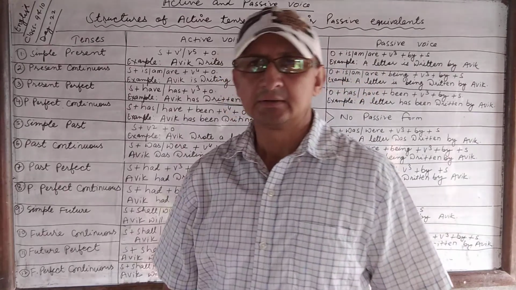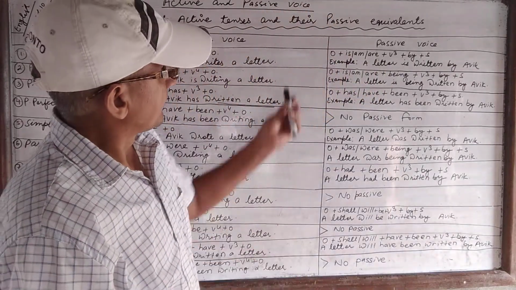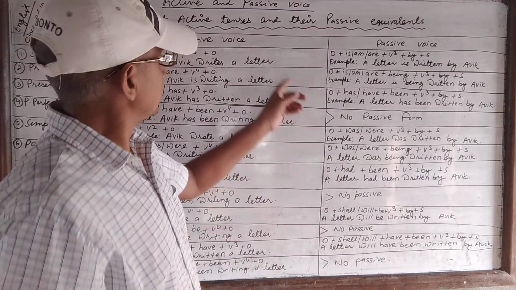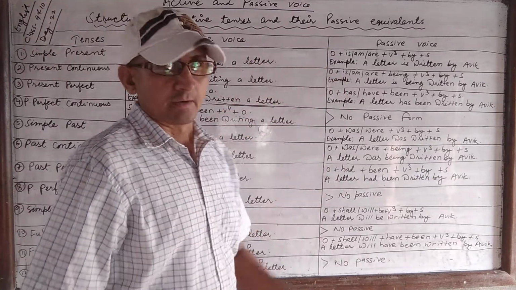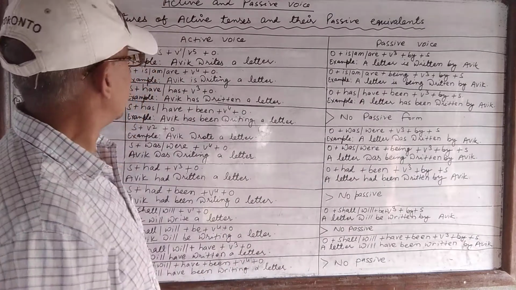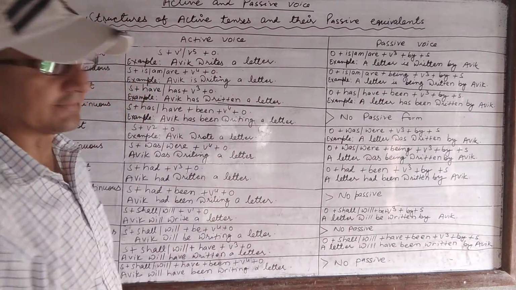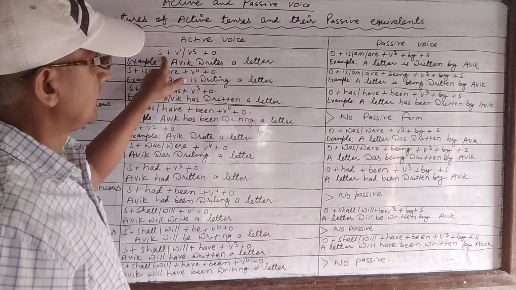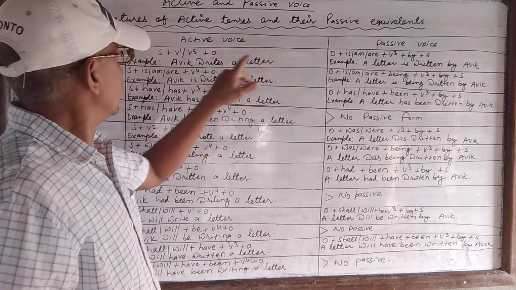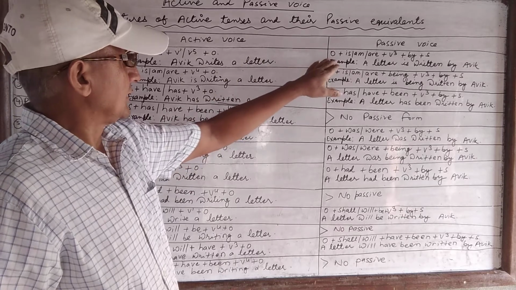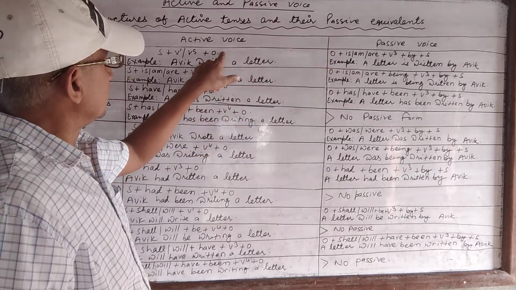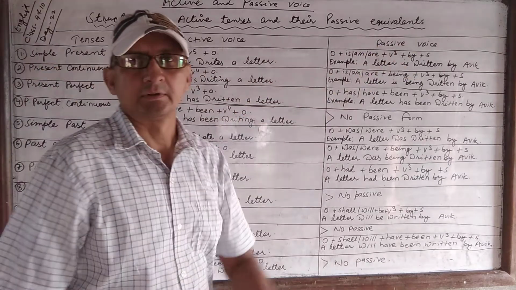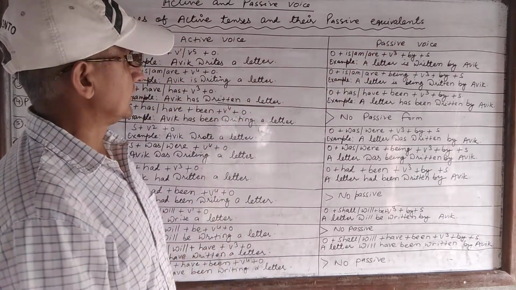Let's see the passive equivalent of simple present tense. We have already discussed in the previous video that the subject of the active voice becomes object in the passive voice, and the object of the active voice becomes subject in the passive voice.